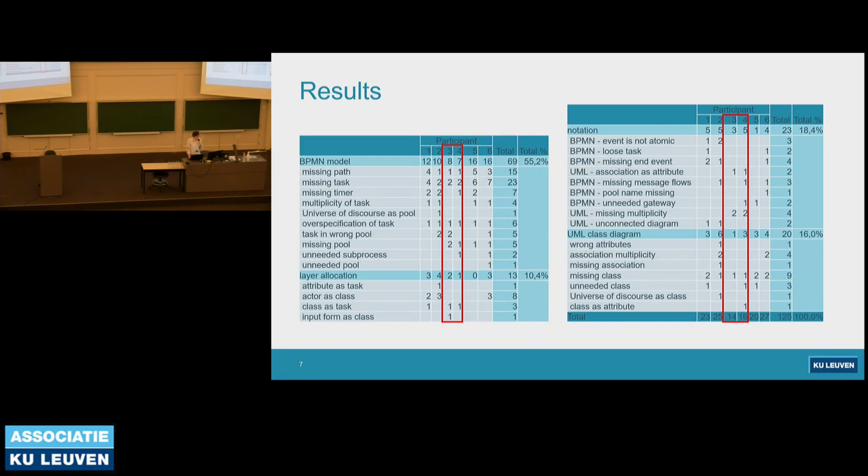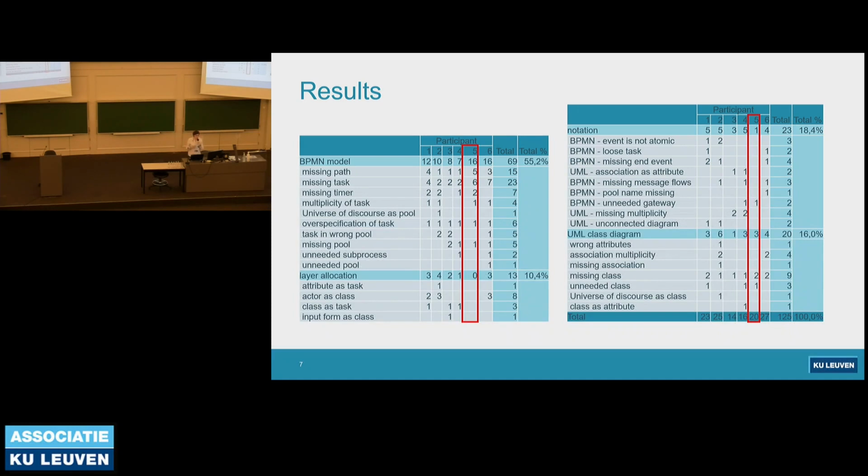Now we can take a look at our participants. The 2 participants that made the least amount of mistakes were participant 3 and 4, and they performed best overall. Then another interesting participant was participant 5. They didn't make many mistakes compared to the other participants, especially in the layer allocation category.